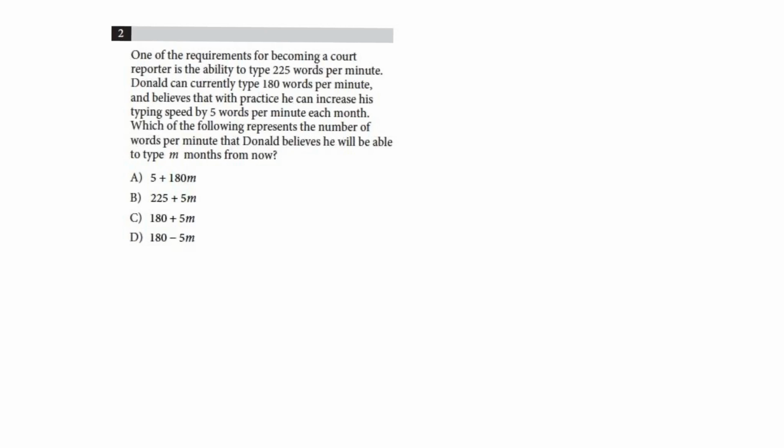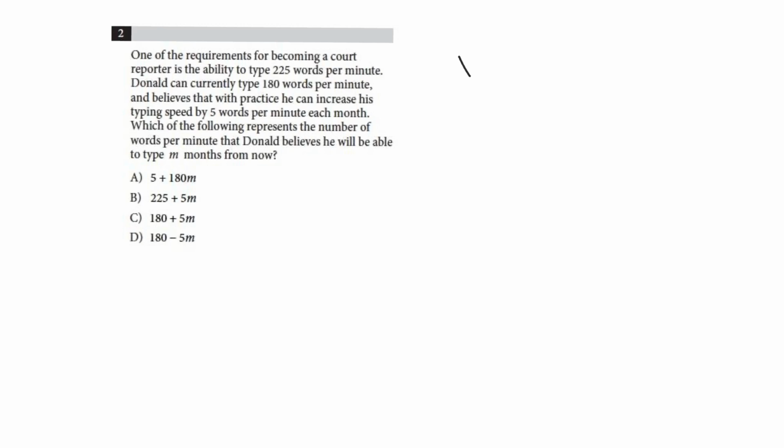One of the requirements for becoming a court reporter is the ability to type 225 words per minute. Donald can currently type 180 words per minute and believes that with practice he can increase his typing speed by 5 words per minute each month. Which of the following represents the number of words per minute that Donald believes he will be able to type M months from now?